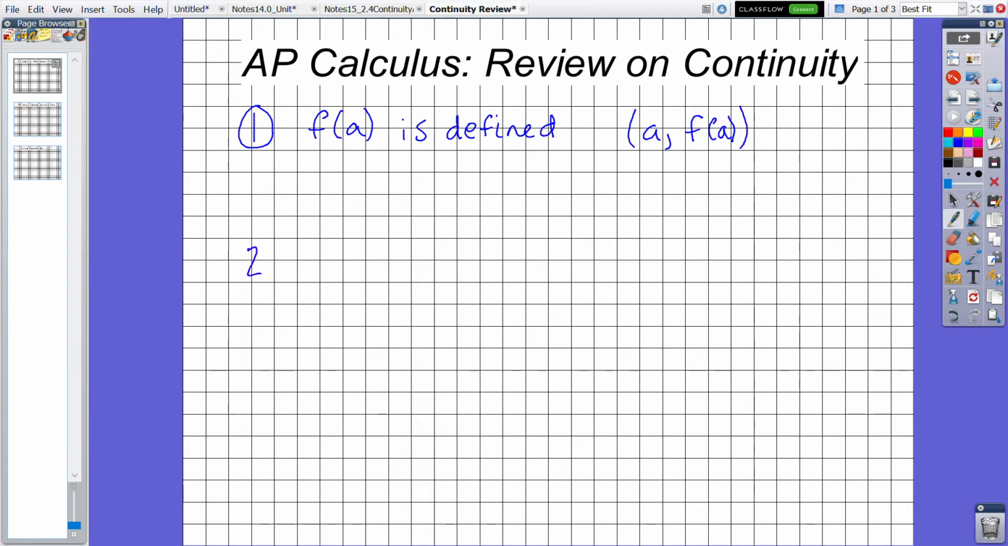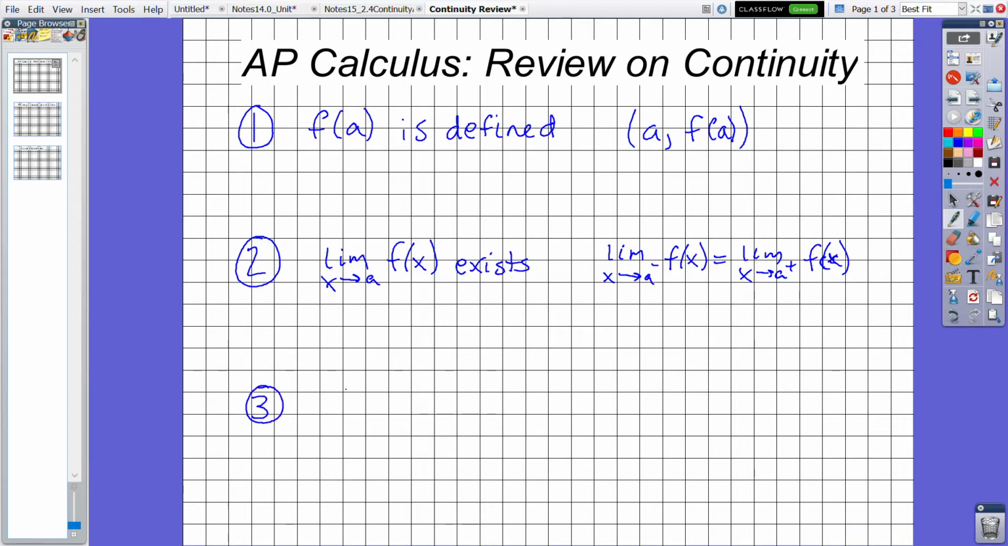The second one is that we need to know that the limit as x approaches that value a of our function, whether it's a singular function, a piecewise function, trig function, or exponential function, exists. Remember, the way we prove that a limit exists is that the limit as x approaches a from the left of our function is equal to the limit as x approaches that value a from the right of our function, whatever it may be, f of x.